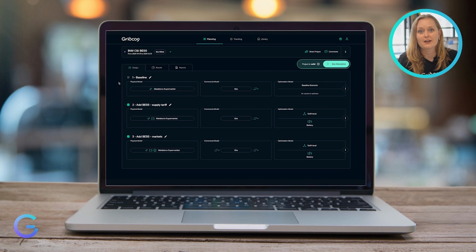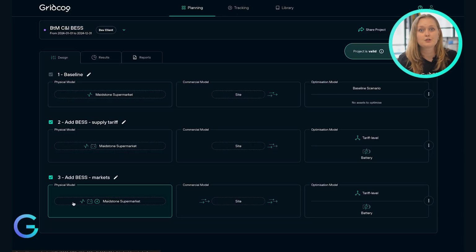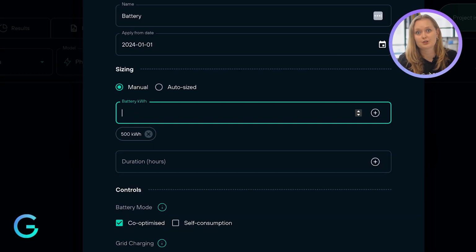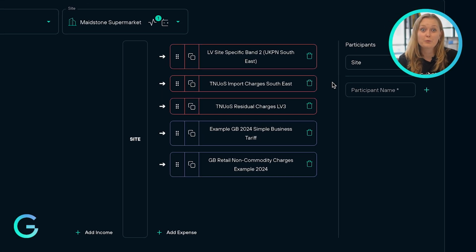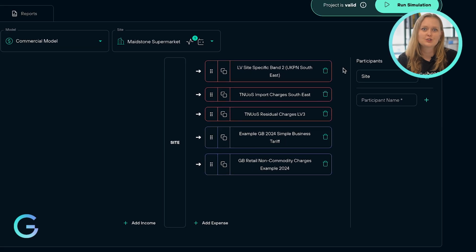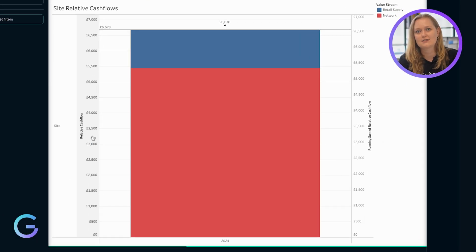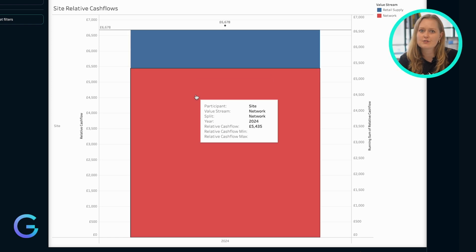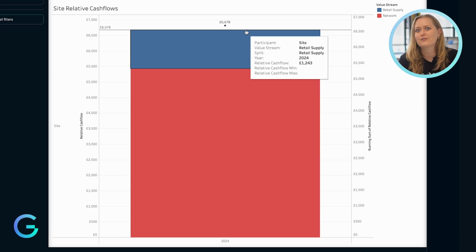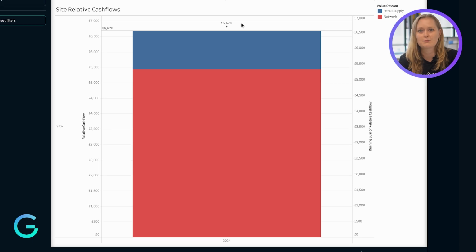For asset owners, the opportunity to participate in energy markets is significant and could make or break the business case for installing flexible assets such as battery storage. To demonstrate this, we ran a model in Gridcog comparing a 250 kilowatt 2-hour duration battery installed on a supermarket in southeast England. In our first scenario, the battery worked to reduce retail supply and network charges, saving our asset owner £6,600 in costs. Given capex costs for batteries of this size are around £175,000, this saving is unlikely to be enough to justify the investment on its own.